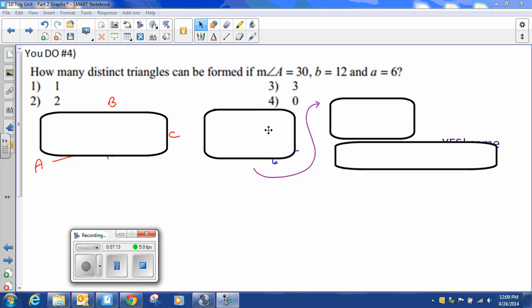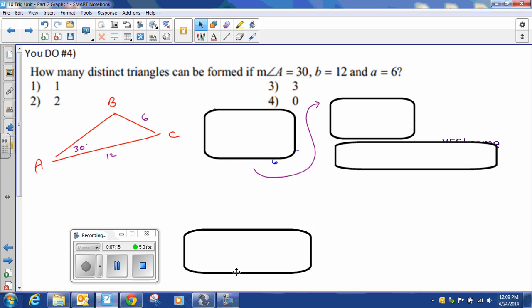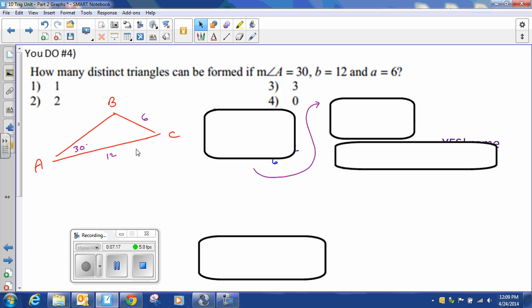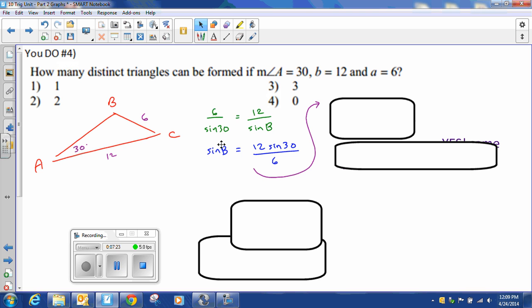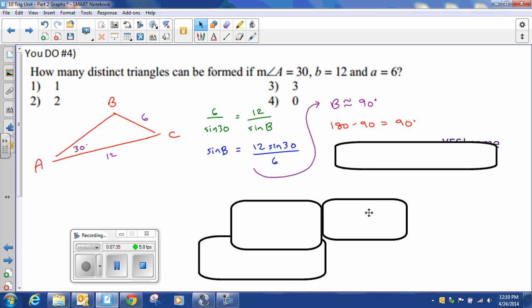Number 4. Here we have angle A is 30, side B is 12, and side A is 6. So we can set up our law of sines, and we cross multiply, solve for sine B, plug it in the calculator. We get B is about 90 degrees. We'll take 180 minus 90, we get 90 again.